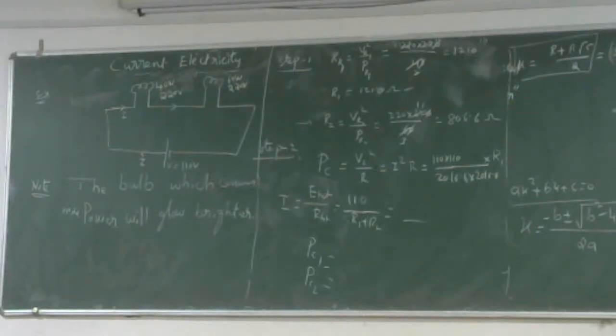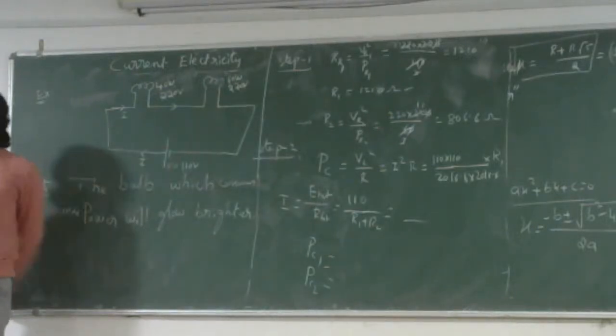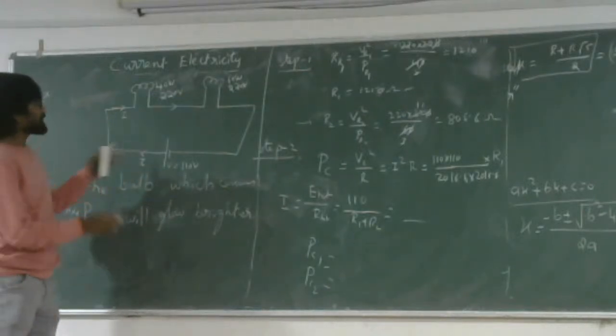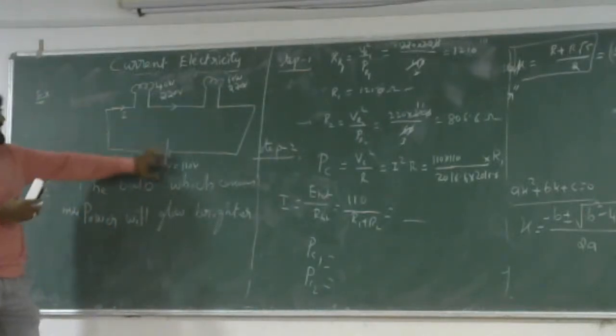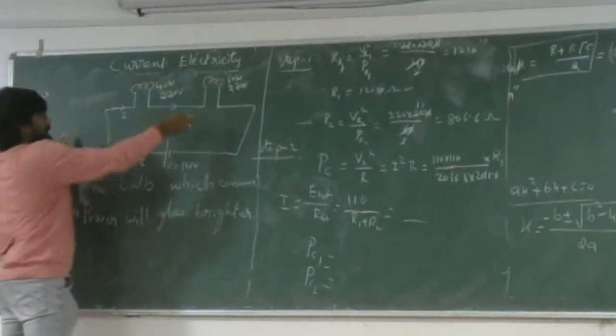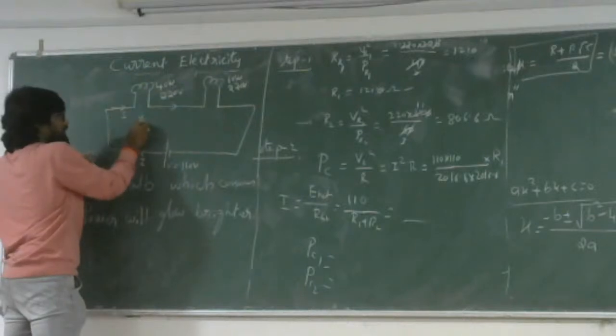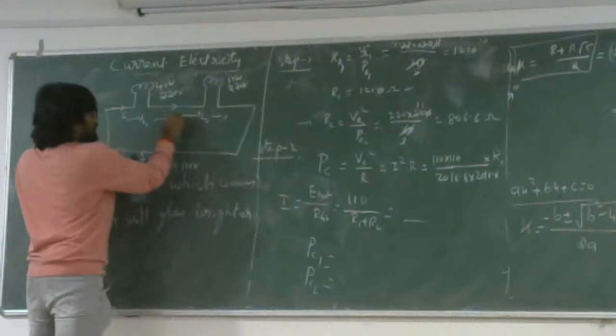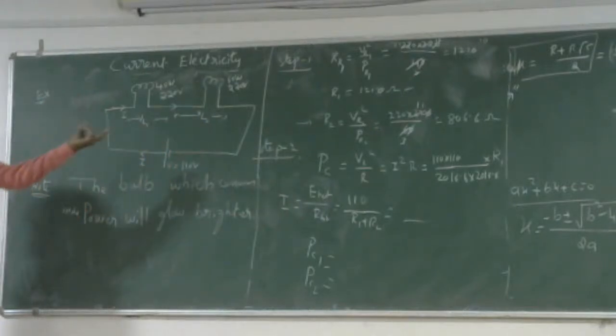You can also use the V square by R form. Either way you can do it. Whichever takes less time, you can follow that. We take VL square, but here you shouldn't take this, because here the current will be the same. VL for the first one is VL1 and the line voltage for this is VL2. Potential will divide. Again it involves some calculation.